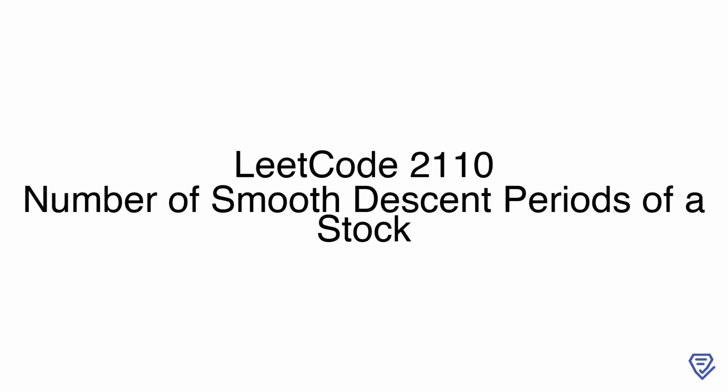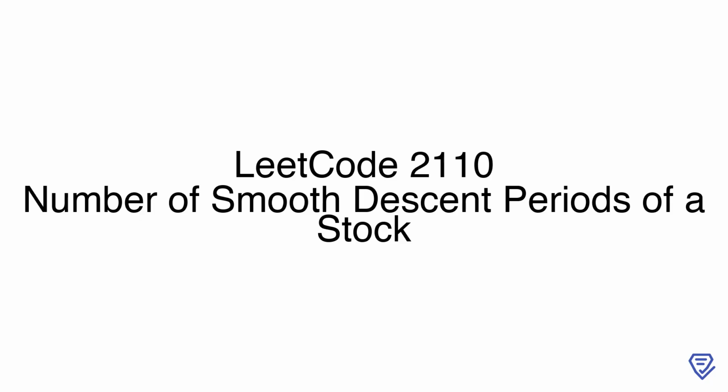Welcome to this problem walkthrough. Today, we'll explore the problem titled Number of Smooth Descent Periods of a Stock. This problem focuses on identifying subarrays in a stock price sequence where each subsequent price decreases by exactly 1. We'll discuss the intuition behind solving it, potential approaches, and the trade-offs in terms of time and space complexity.